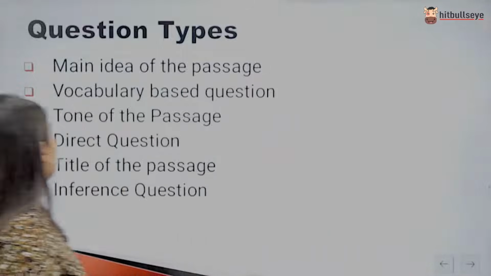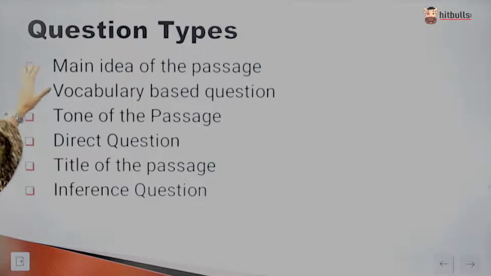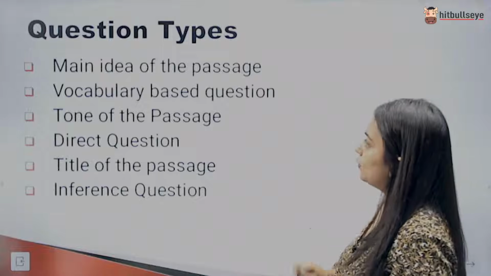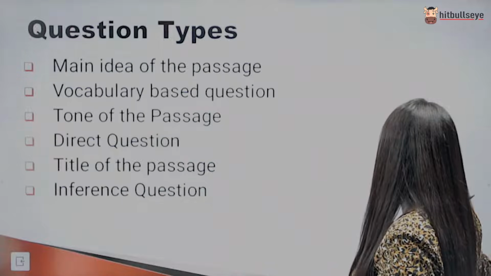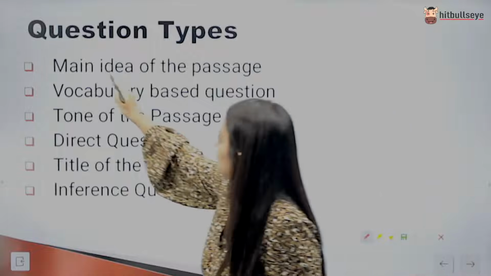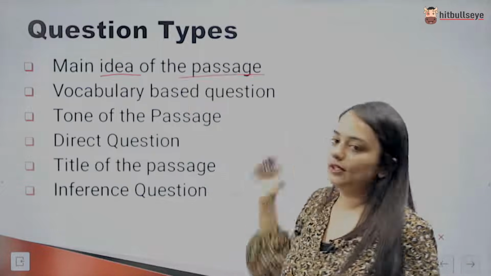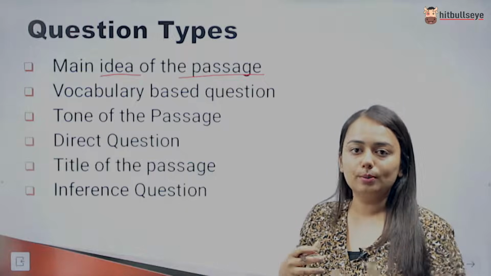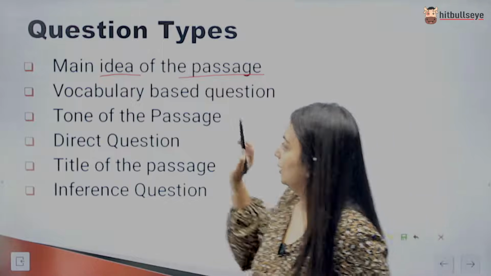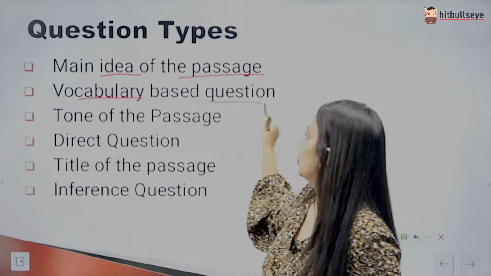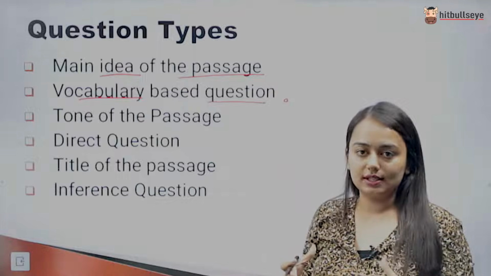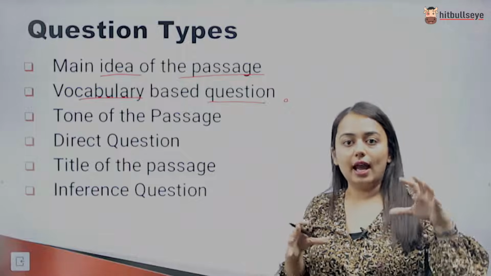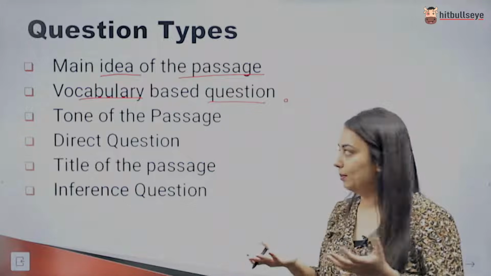Let us try and understand now the types of questions that you often encounter on factual passages. First of all, the questions can be based on the main idea of the passage, the one prominent idea that is prevalent throughout the passage, and you will come to know of it while you go through the passage. The questions can be based on vocabulary. You often find difficult words in passages, so the examiner may ask you to find the antonym or synonym of that word from the passage.